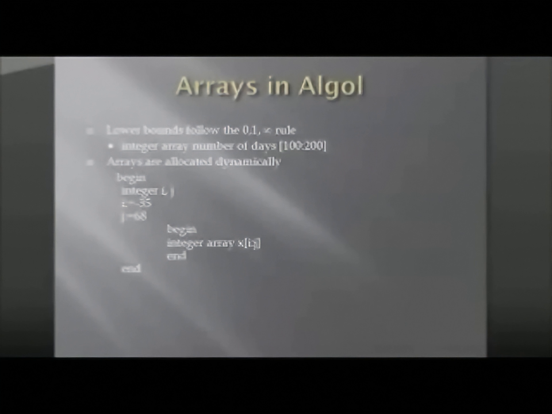Here we have described integer array defining. The code begins, and there are two variables, i and j, with i equal to -35 and j equal to 68. After a begin is started, the array is defined, integer array x. Here i and j are passed, and the code ends. Likewise, the array is allocated dynamically.